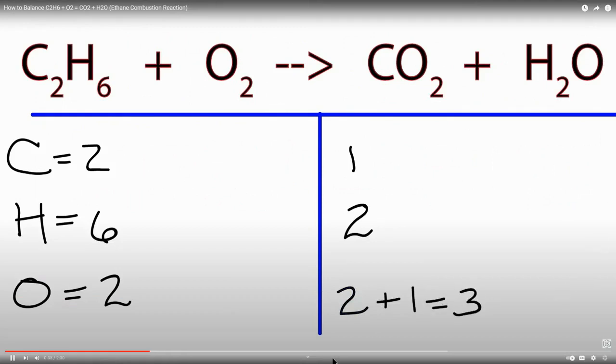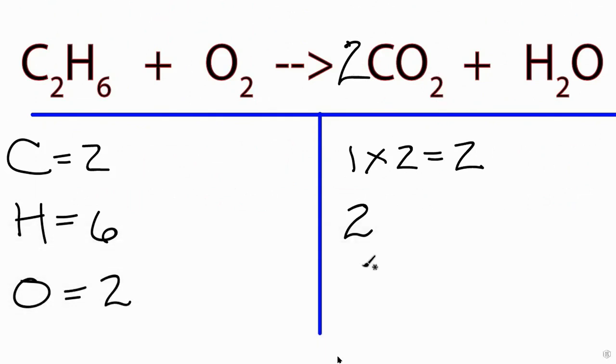Let's start by fixing the carbons. I need 2 on this side. So if I put a 2 right here, 2 and the 1, that'll give me 2. But now I've got to update my oxygens. So let's delete that. We have 2 times 2, 4 oxygens, plus that 1 we have with the water. So we have 5 oxygens.